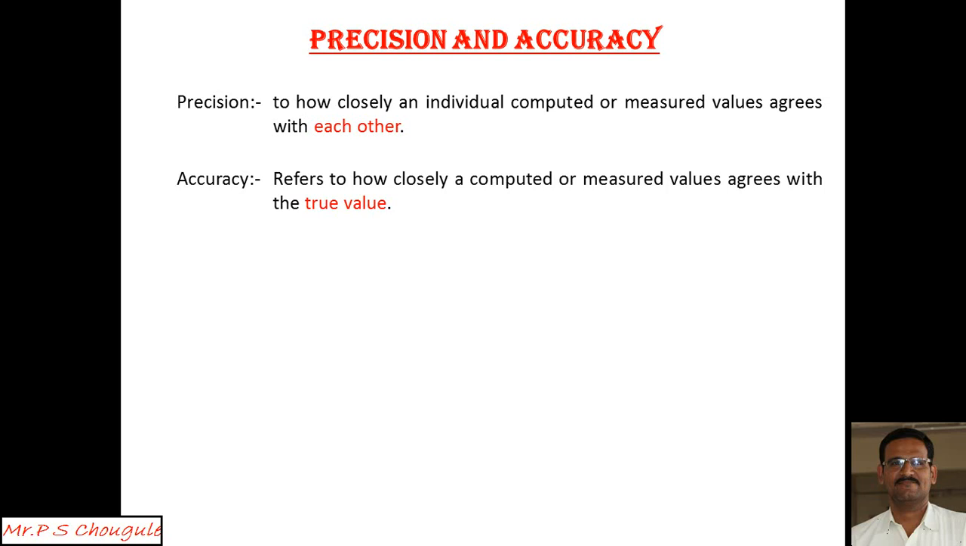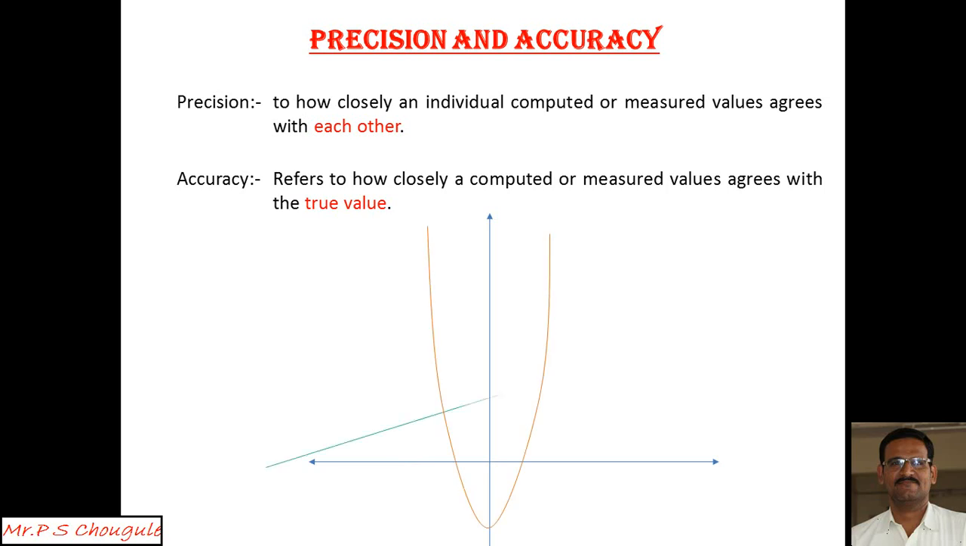But when a number of measurements are done, suppose they show something which is far away from the original or true value, then we can say it is precise but not accurate. I will explain this with one example. Let's have one parabolic curve and one straight line, and we need to find the roots. These are the crossing points, and we need to find them by using some numerical methods.